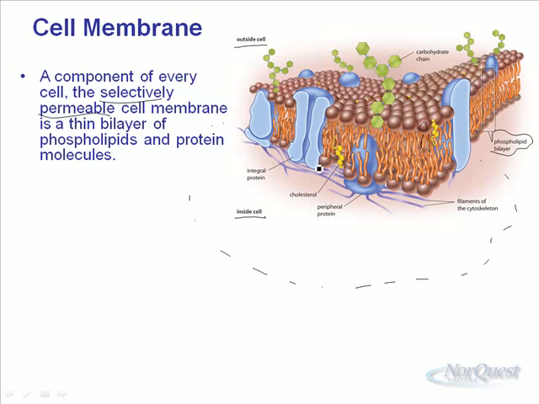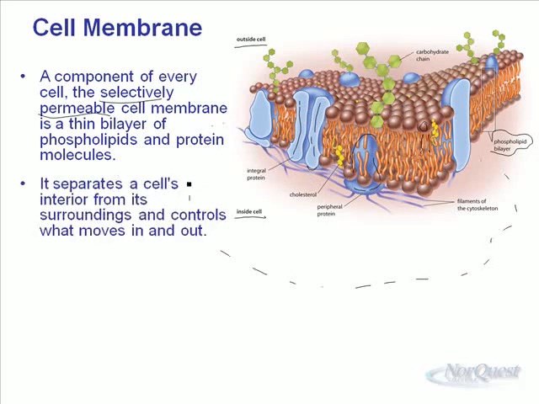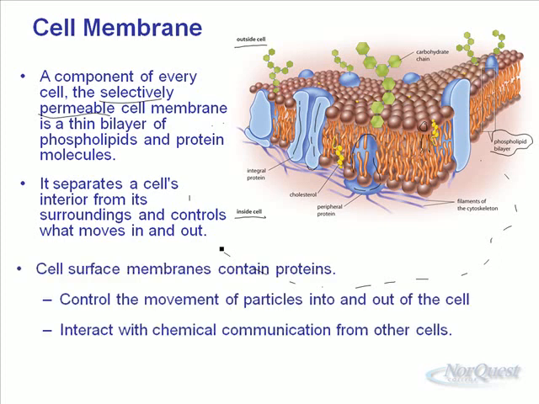And the proteins are these big blue structures that either travel all the way through the cell membrane, or some of them are embedded either on the inside or the outside, depending on what their purpose is. So they're represented by great big blue blobs, the proteins are. The main purpose of the cell membrane is it separates the cell's interior from its surrounding environment, and it controls what substances get to move into and out of the cell. The cell surface, those proteins, their main responsibility is controlling the movement of particles into and out of the cell. They also catalyze chemical reactions.